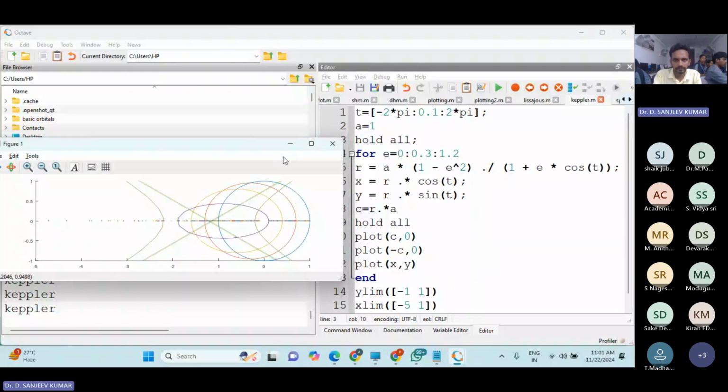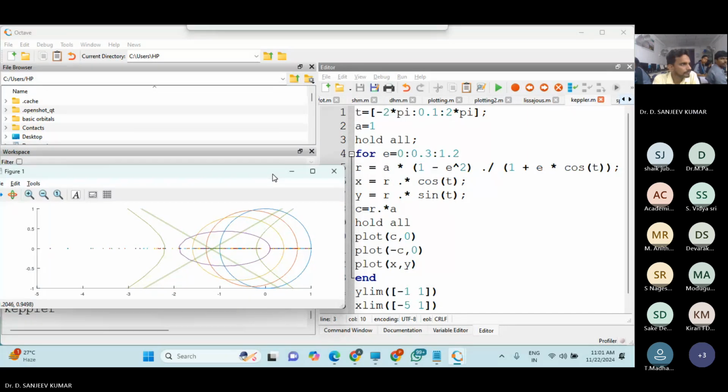Can access to your phone. MATLAB ఉన్నారా? Use your phone. Mute లో పెట్టేసి.